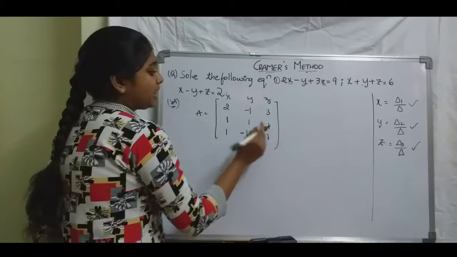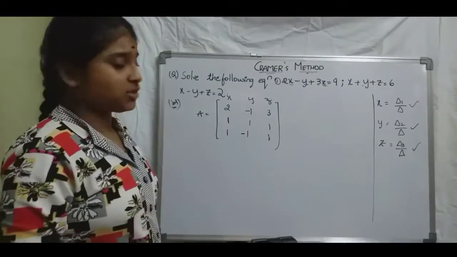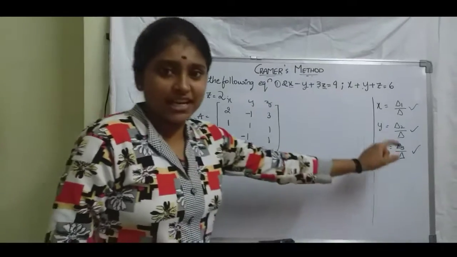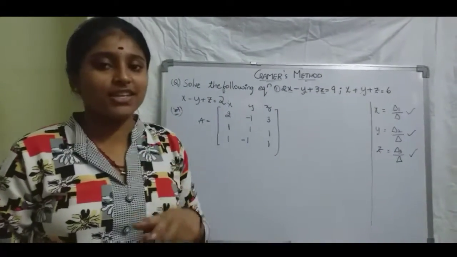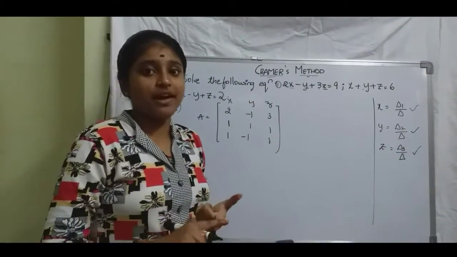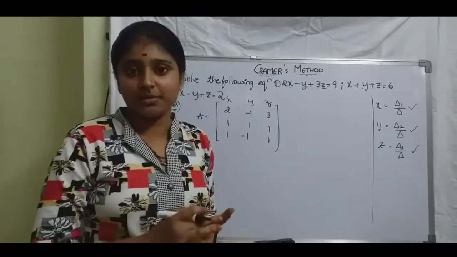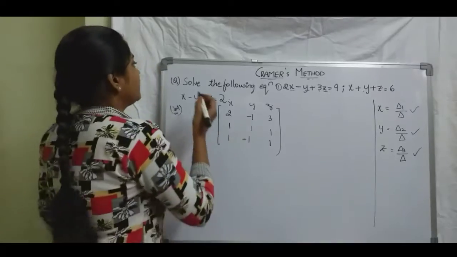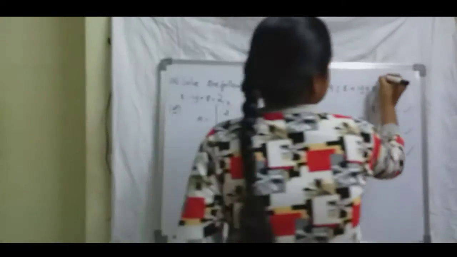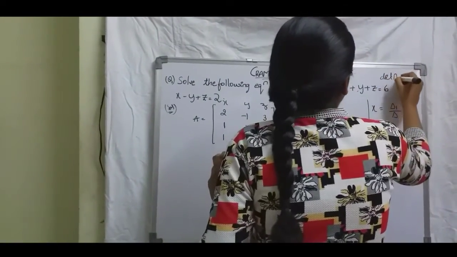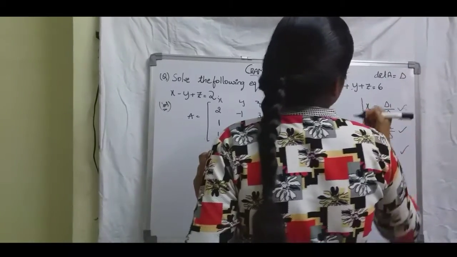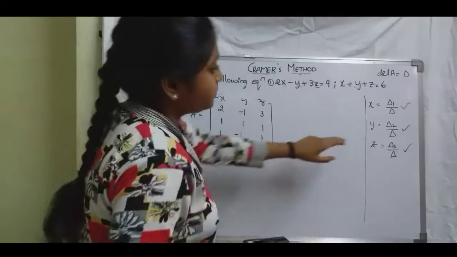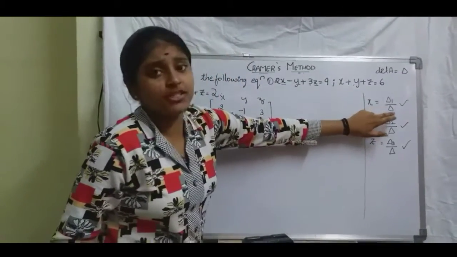Here we got the matrix A. Now we can find delta, which means the determinant. We have already solved this in the previous lecture, how to find the det of matrices. To recollect, I will write it: det A, which can also be written like this. This is the symbol for det.